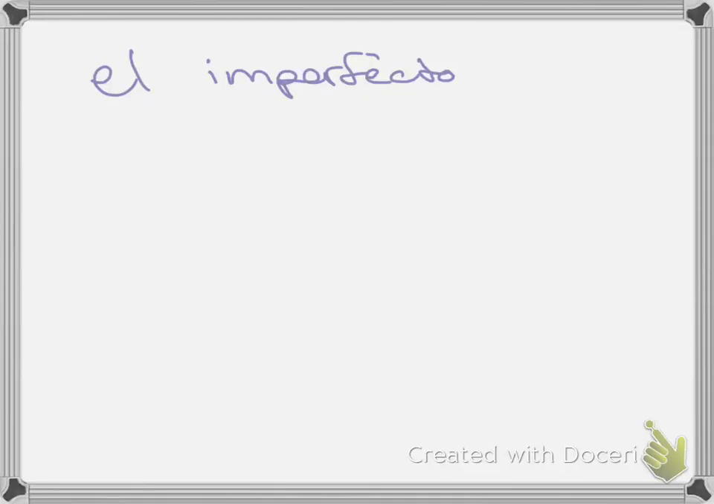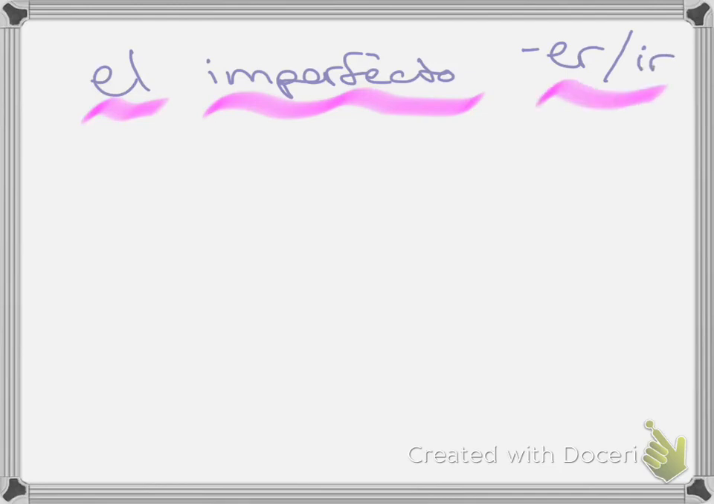Hola, hola, bienvenidos. Hoy vamos a hablar de el imperfecto, de los verbos que terminan con ER o IR, ¿sí? El imperfecto de ER, IR, el imperfecto que es otra manera de decir el pasado.